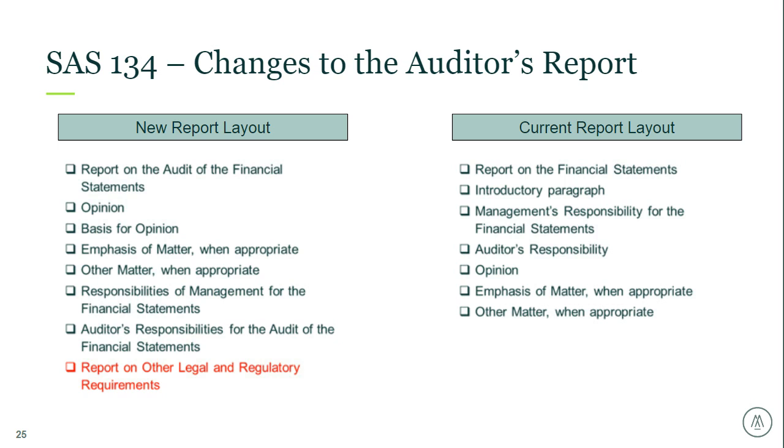And at the bottom of this new report layout column, you'll note in red a report on other legal and regulatory comments. That's highlighted in red because it won't apply to all entities. One example where this paragraph might be required is if your audit is conducted with government auditing standards and your auditor has to issue a report on internal control over financial reporting and in compliance with laws or other regulations such as a contract or grant agreement.